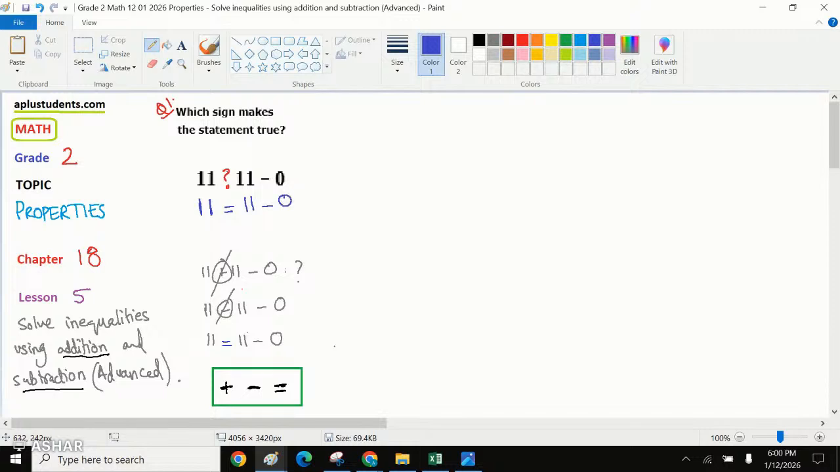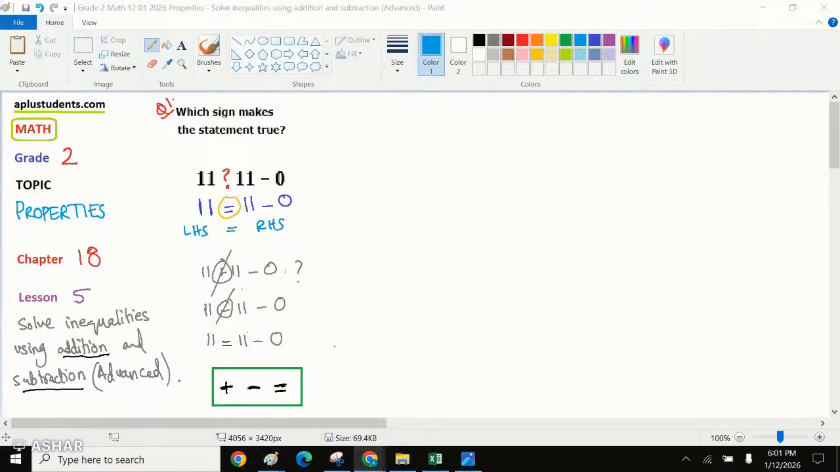So, hi May. What we are trying to find in this is which sign will make the statement true. In this case, the equal sign makes the statement true, because this is the left hand side and this is the right hand side of the equation. They both are equal. Okay, so putting an equal sign in the equation will make it true, right? Okay, let's look at another example.